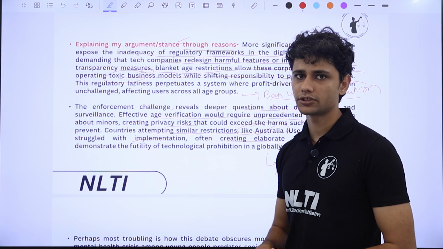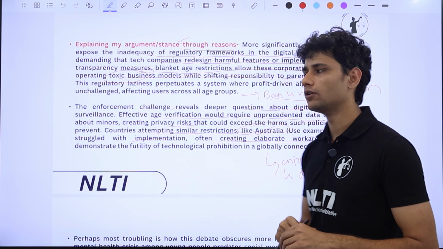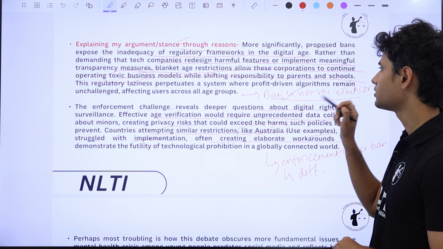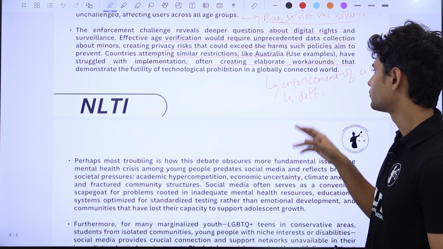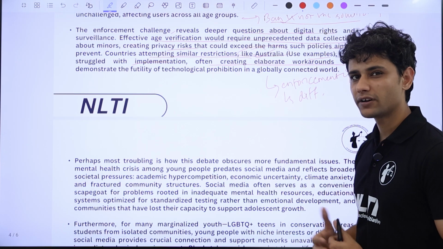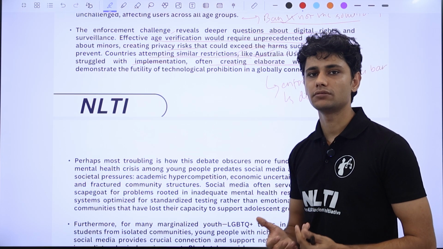So you can follow that structure as well, where you first state what you're going to prove and then the explanation follows. In this case, I'm saying that a ban is not the solution, and then I'm showing why it is not. Similarly over here, what I'm trying to prove is that the enforcement of a ban is very difficult, because again, how can you really verify that someone's age is the correct age?